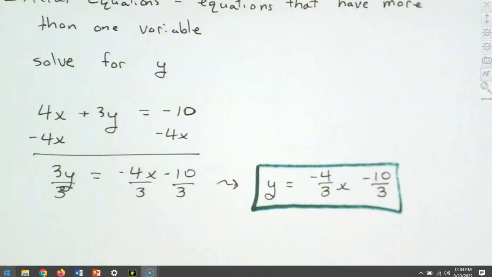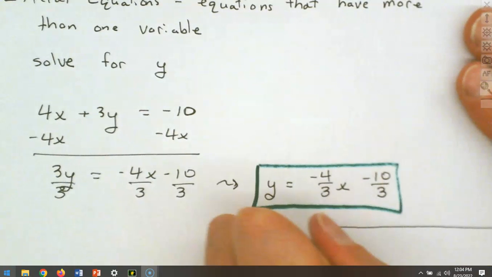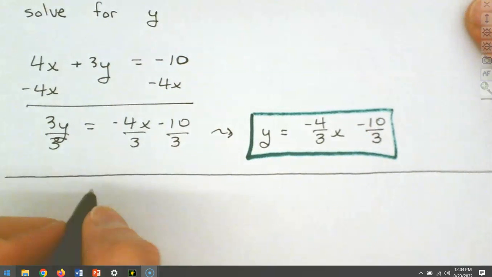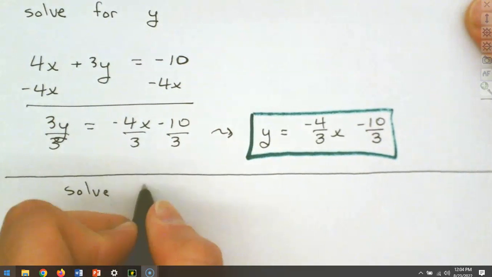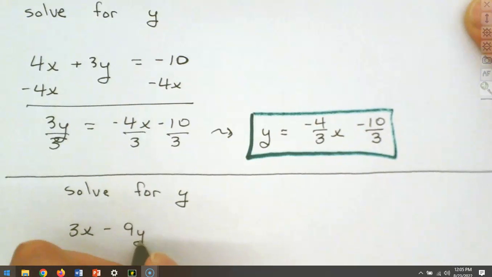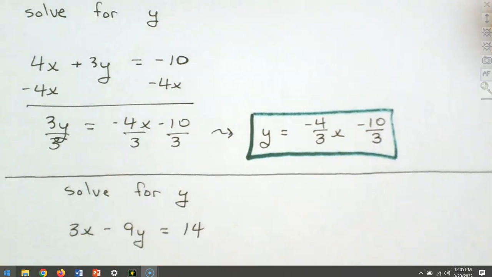Because when we get to Chapter 2, it's graphing. When you graph lines, you always solve for y. So that's why I think it's important that we focus on that more than any other. Let's try another one. And again, same directions. We're going to solve it for y. And this looks like questions 2 and 3 in your homework.